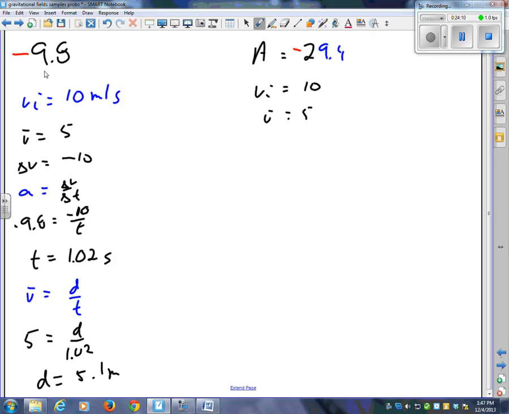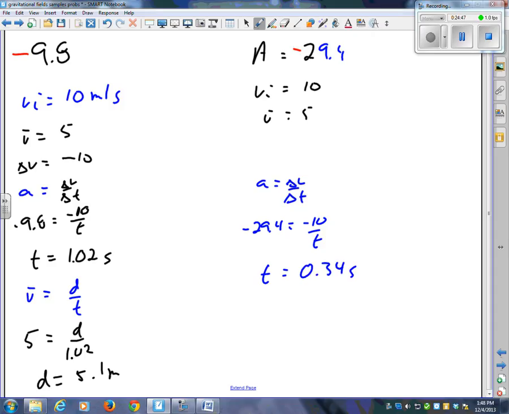Can you do the same thing on planet Alpha? It's going to be exactly the same thing, right? I'm going to have A equals delta V over delta T. Now I've got minus 29.4 is equal to delta V over my time. Sorry, the time is what I'm solving for. Got a little sidetracked there. I was thinking ahead. This is going to be minus 10 over T. The time on planet Alpha is going to be 10 over 29.4, which is 0.34 seconds. It's going to take a lot less time for it to reach its peak.